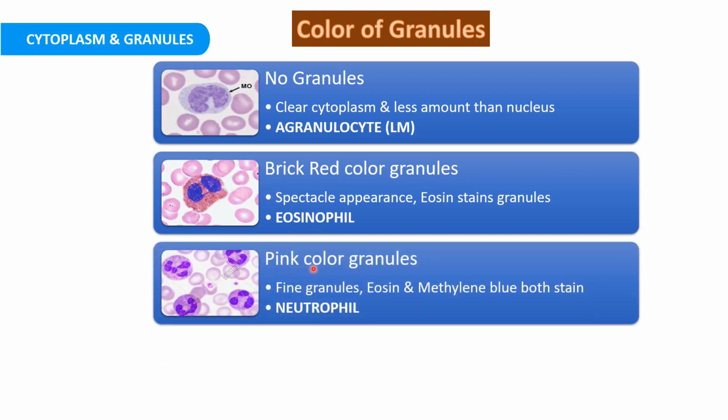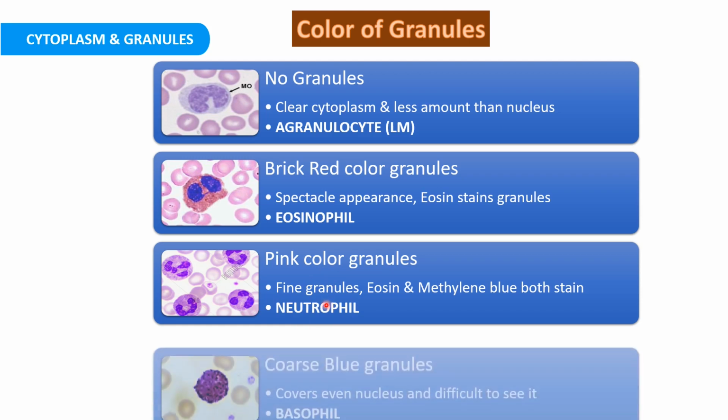If pink color granules are present, as you can see in this diagram, fine small granules are present because they are stained by eosin and methylene blue both, that is why they are pink in color. So if pink fine granules are present, that means it is a neutrophil.